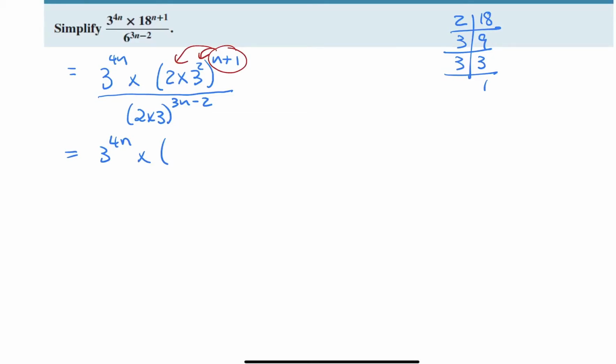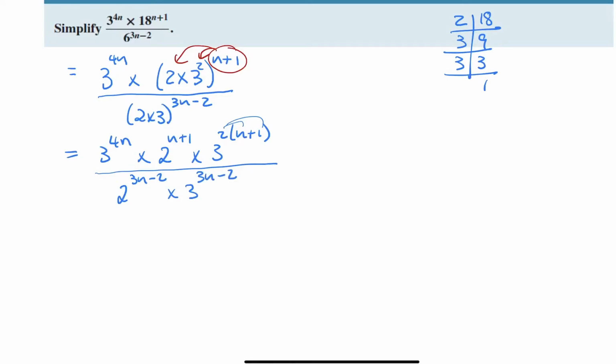Remember, I'm not going to take any shortcuts, so I'm going to write that out. That's going to be 2 to the power n plus 1 times 3 squared, and I have to multiply that n plus 1, that 2, with each one of those terms inside the bracket. Divide by 2 to the power 3n minus 2 times 3 to the power 3n minus 2.